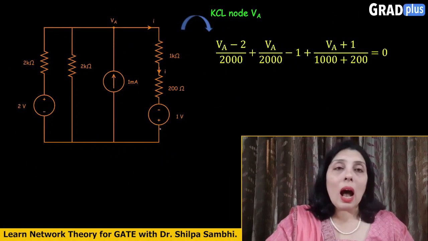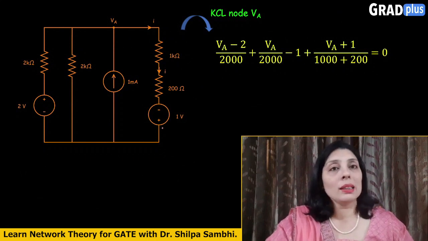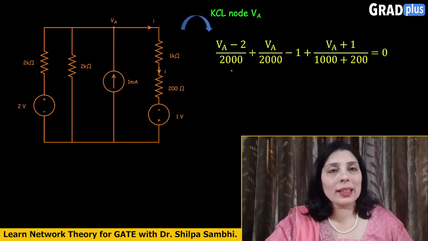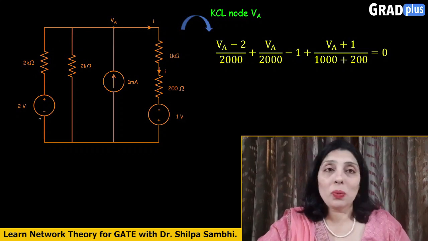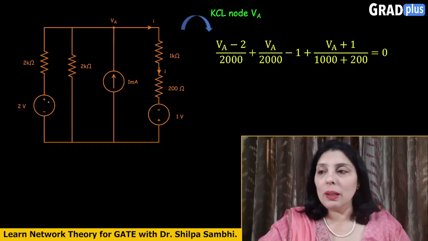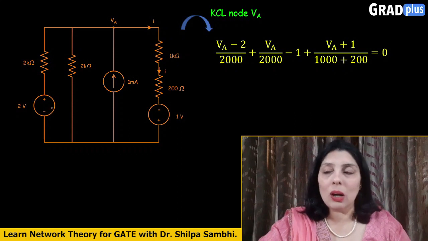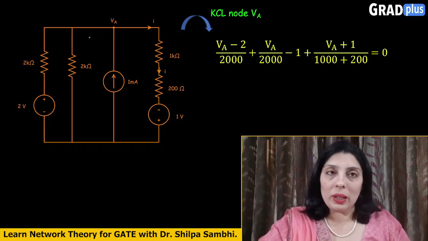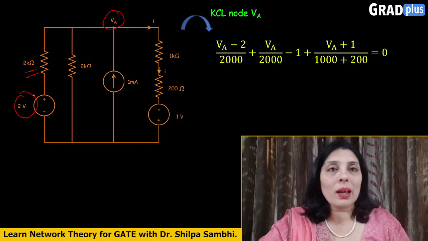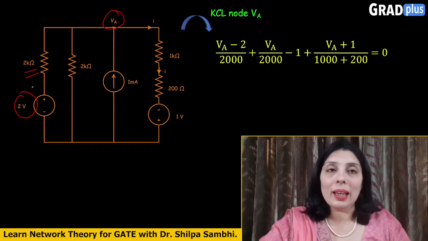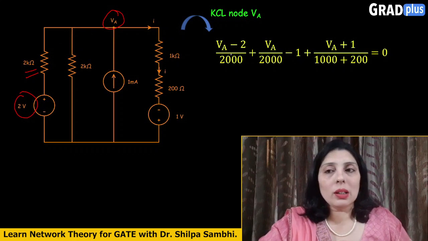If we assume the outgoing current to be positive and incoming current to be negative, let's make up our equation now. Let's take this first branch here, which consists of a 2 kilo ohm resistor and a 2 volt source. Just see the polarity of this voltage source here. The plus sign is appearing upwards and the minus is downwards. So in place of potential difference, we can write VA minus 2 divided by 2000. This is 2K, K means 2000. So simply write like this: VA plus 2 divided by 2000.